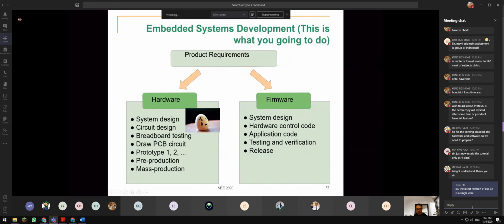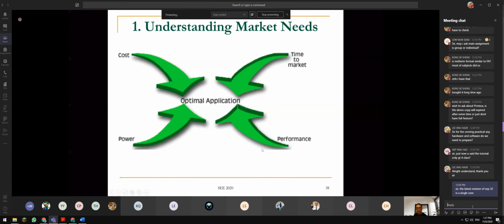Okay, we try to move everything into simulation just to protect you. Yeah, and you must know how to draw PCB, but no problem. I will teach you how to draw the PCB, all these things can be done in Proteus. Okay, so firmware design definitely.